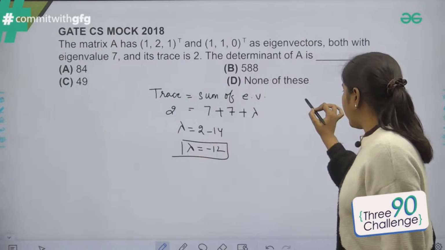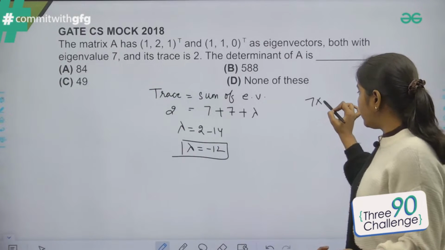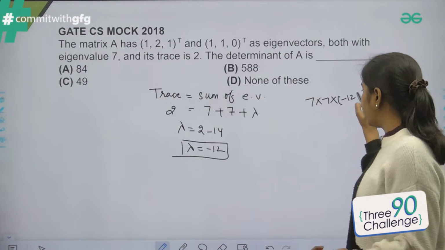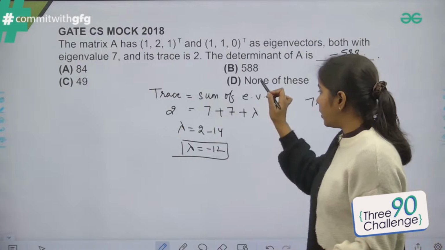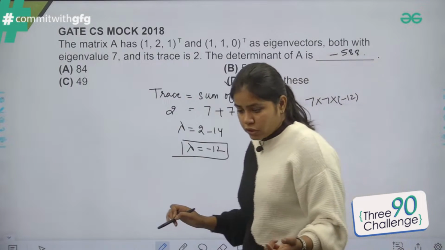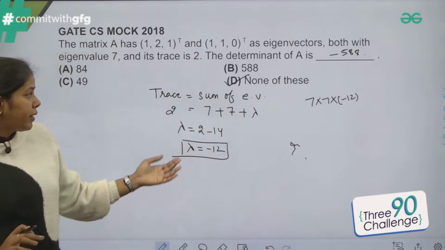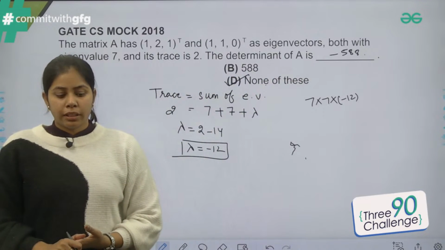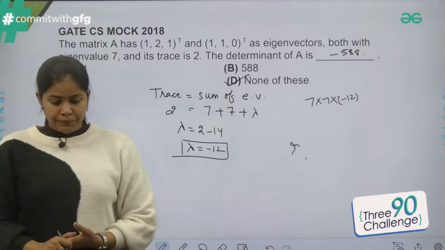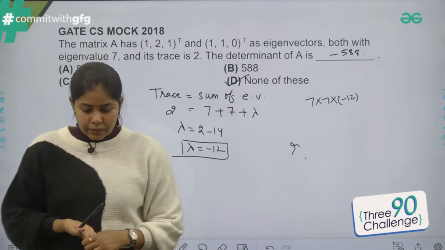If I multiply, the determinant would be the product of eigenvalues. So 7 into 7 into minus 12 would give me minus 588 as the determinant. So none of these would be the correct option. I hope everyone gets why minus 588 is the determinant. Right, Danish. Option D is correct.